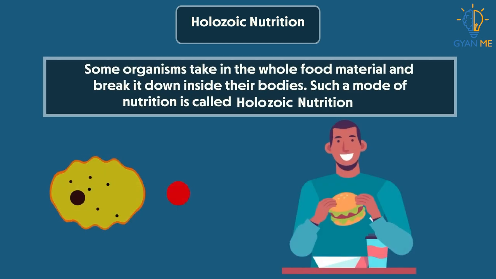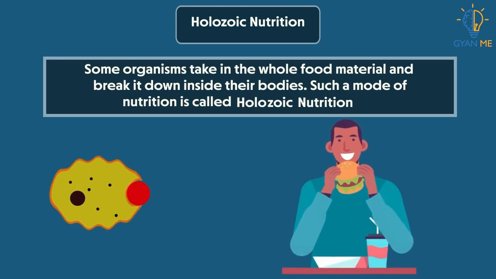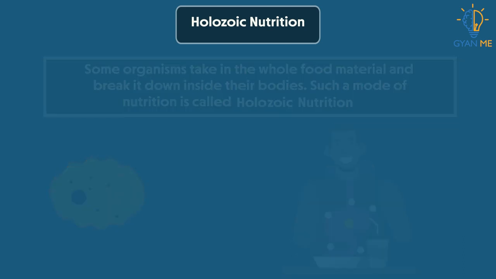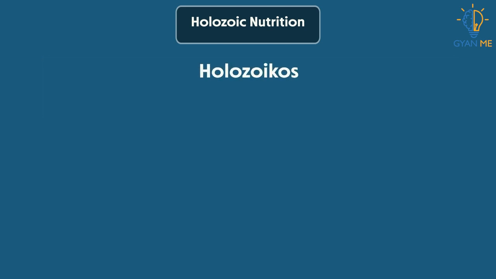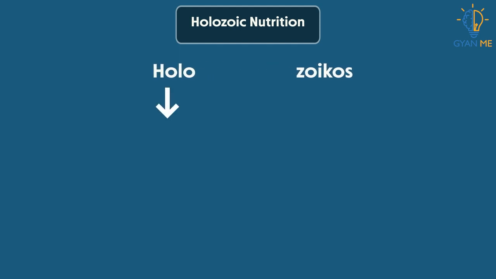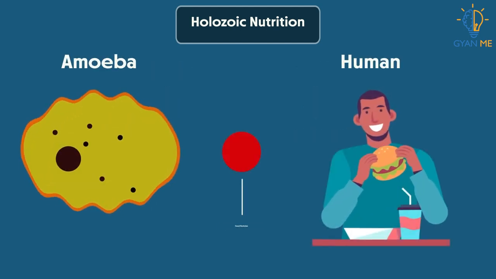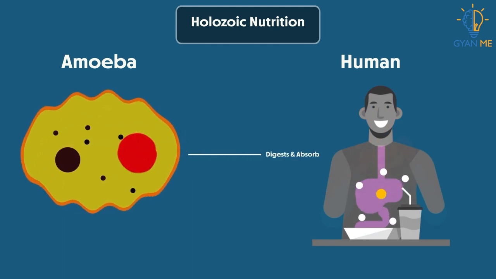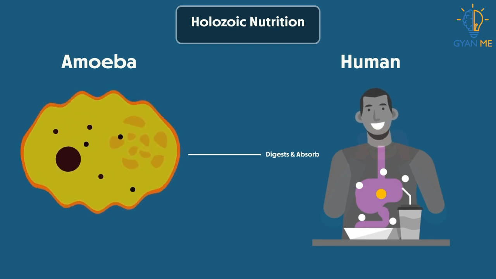Another mode of heterotrophic nutrition is holozoic nutrition. Students, some organisms take in the whole food material and break it down inside their bodies. Such a mode of nutrition is called holozoic nutrition. The word holozoic is made from the combination of two Greek words, holo, which means whole, and zoikos, which means of animals. So, this means that this type of organism takes the complex organic food materials into its body and then digests and absorbs this into the body cells.